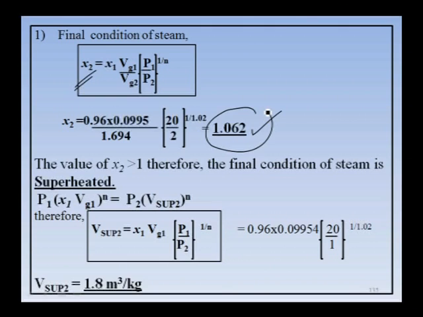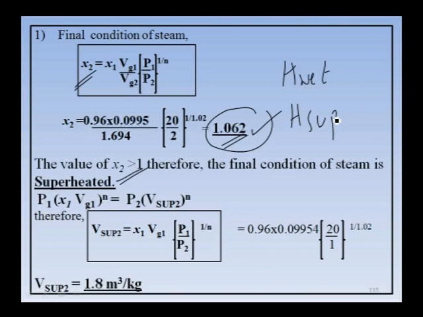1.062. See, the value of the final dryness fraction after the process is more than 1. Therefore the condition of steam is superheated. Initially it is wet steam because the dryness fraction is given, and after the process it is superheated steam because the dryness fraction is more than 1.